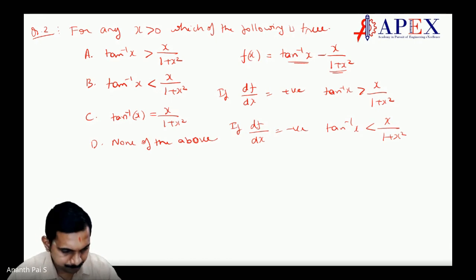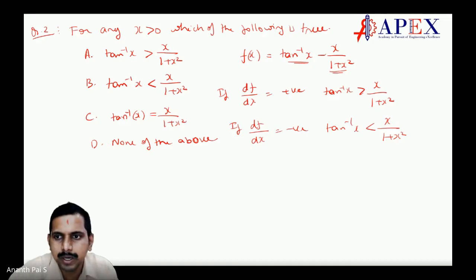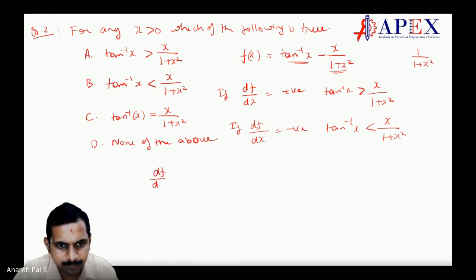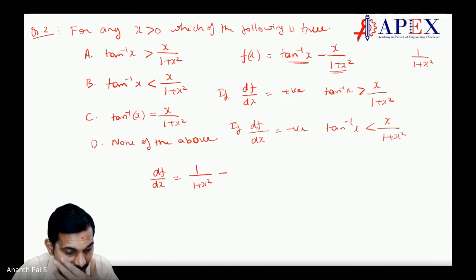Hello. Did you get it, Ashutosh? So what is the derivative of tan inverse x? 1 by 1 plus x square. So df by dx is equal to 1 by 1 plus x square minus the derivative of x by 1 plus x square. How do you differentiate this particular one?